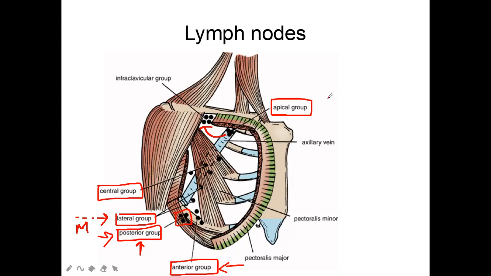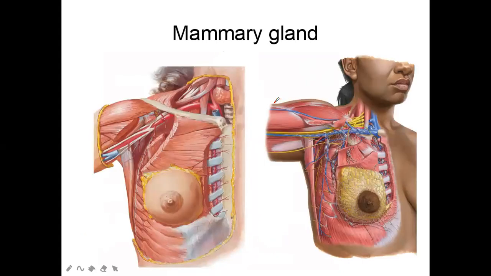So going back to the mnemonic, A stands for the apical group. P is for the posterior. I is for the infraclavicular. C is for the central. A is for the anterior group. L is for the lateral. There we have the apical. So you remember that. So that's with the axilla.